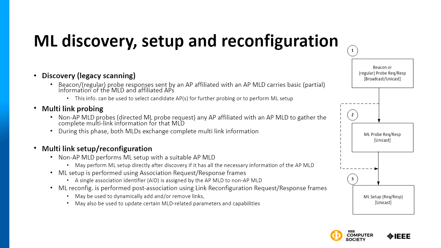So essentially you can request the AP to reduce the links that are dedicated to your communications to 1, and you can also update certain parameters for that particular operation. So you can essentially update MLD related parameters and capabilities so that you do not need to use the same resources that you were using when you were operating as a 3-link MLD device.